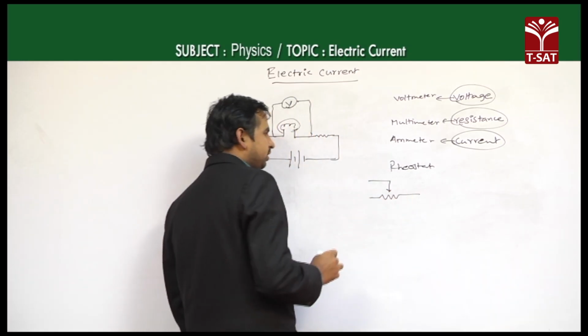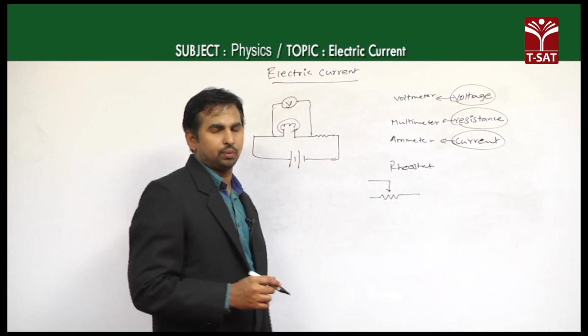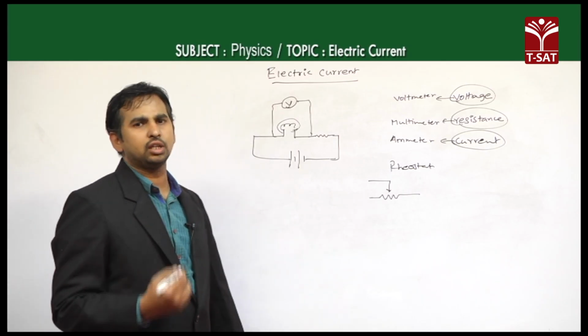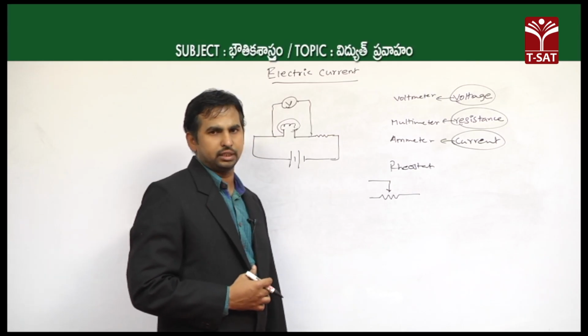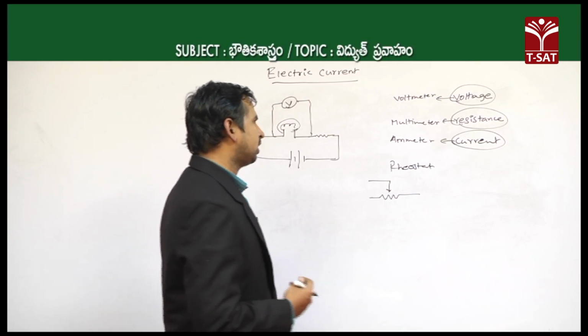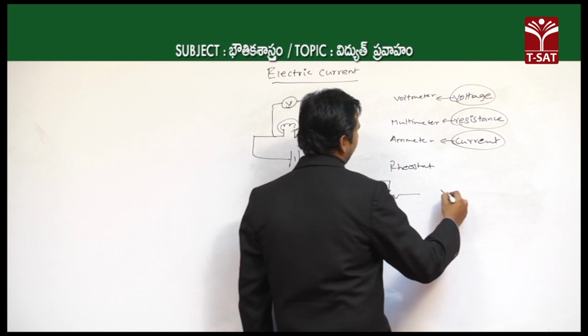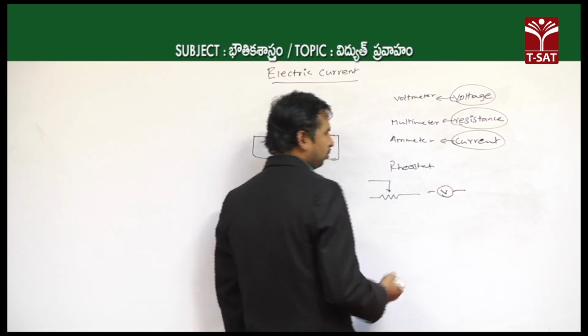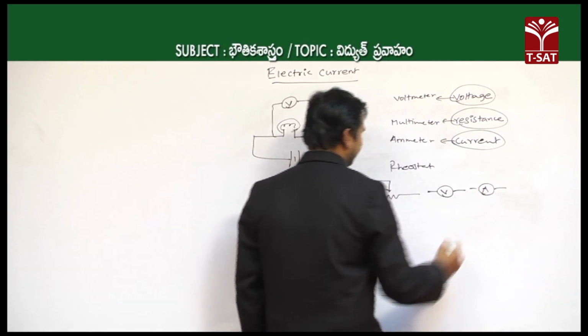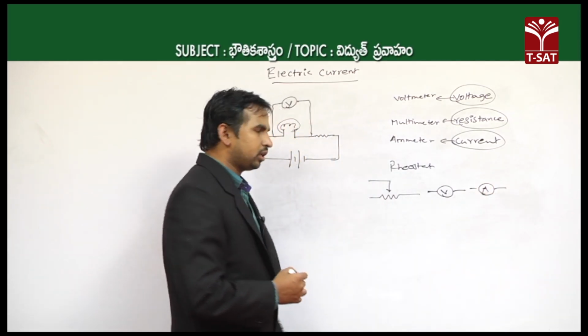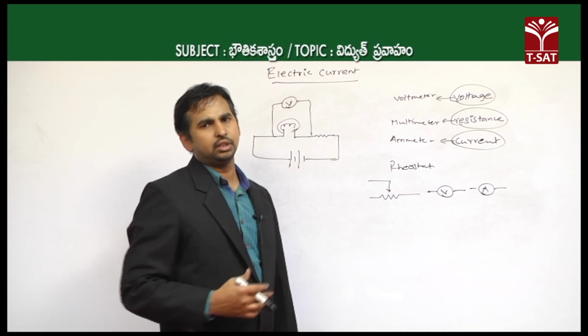This arrow mark represents that we have a varying resistance. Varying resistance means we can change the resistance value at that point by using that rheostat. Then you already know that for voltage, the symbol we use is like this, and for current we use the ammeter, which is like this. These are the different symbols we use for measuring devices.